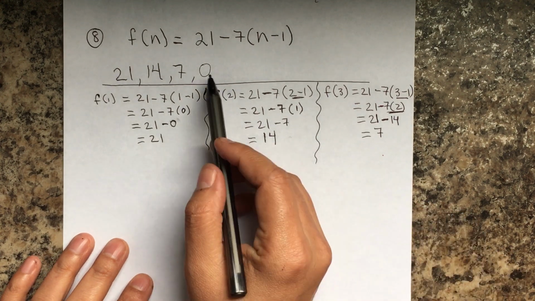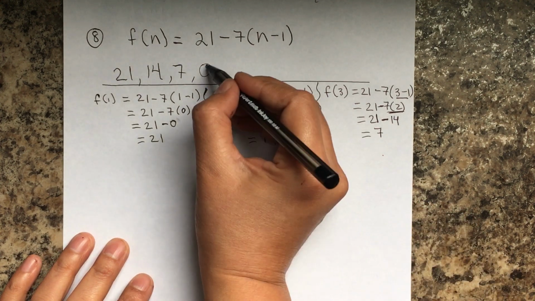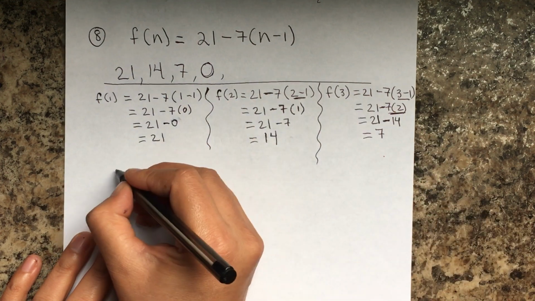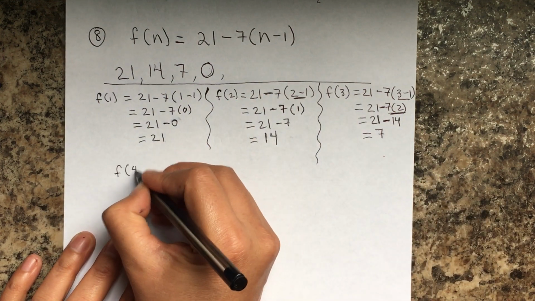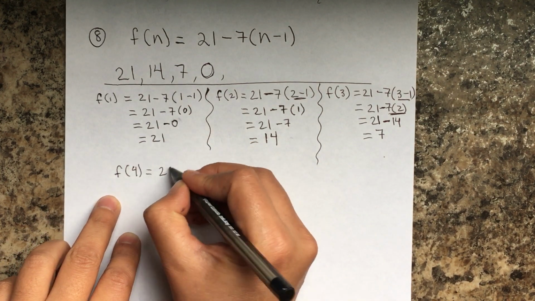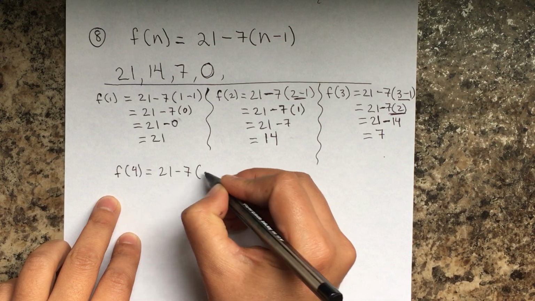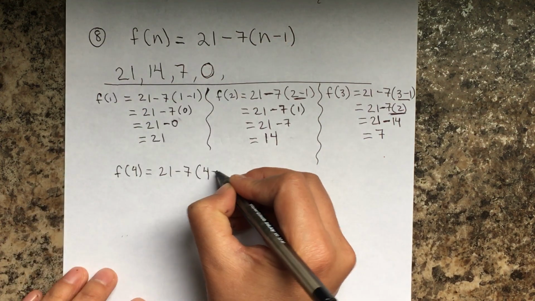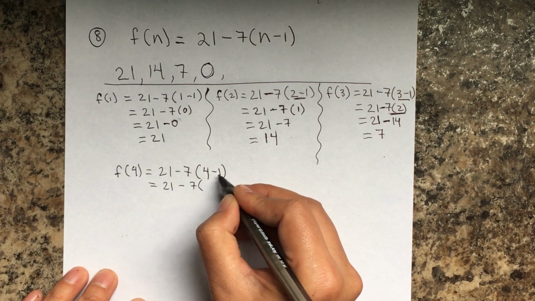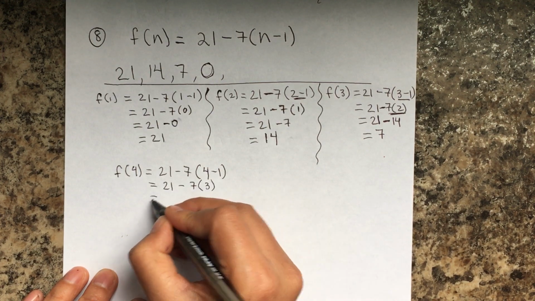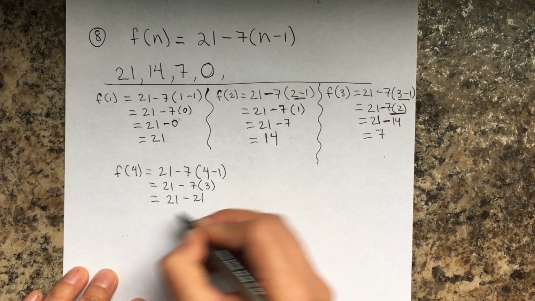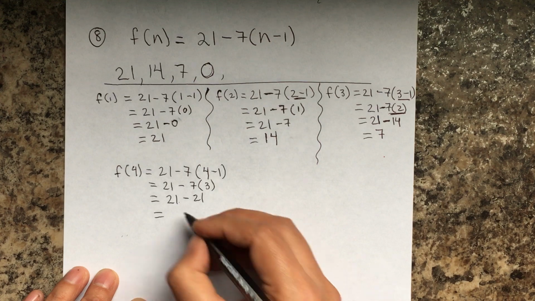I think I want to do one up to maybe number 5. I'll do up to 5 if I have time. So f of 4 is going to be 21 minus 7 times 4 minus 1, equals 21 minus 7 times, 4 minus 1 is 3. 21 minus 7 times 3 is 21. And 21 take away 21 is 0.